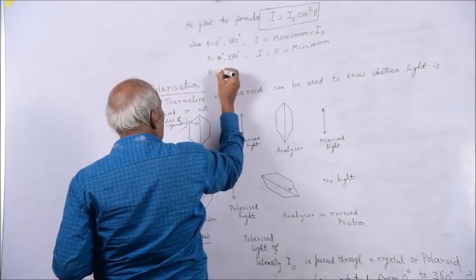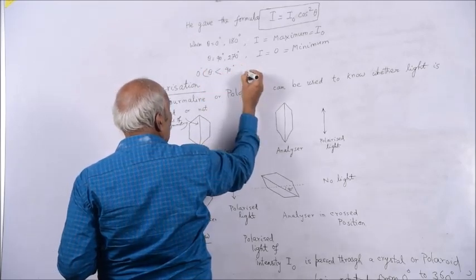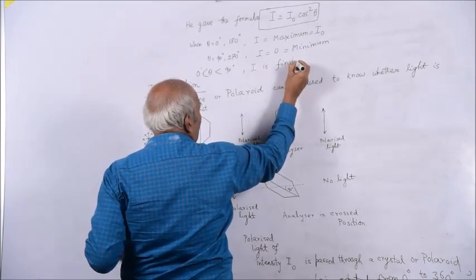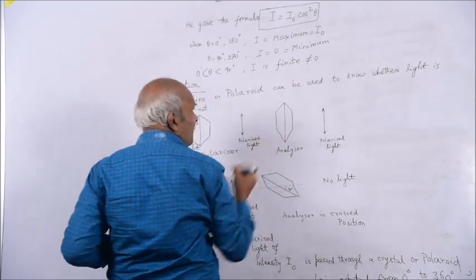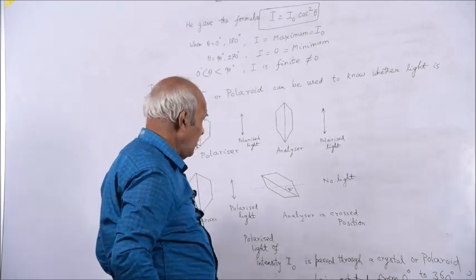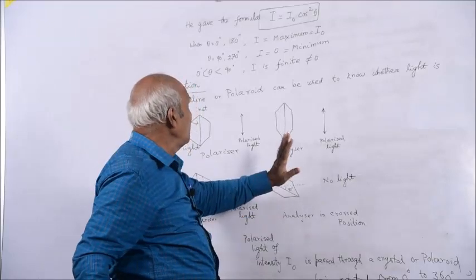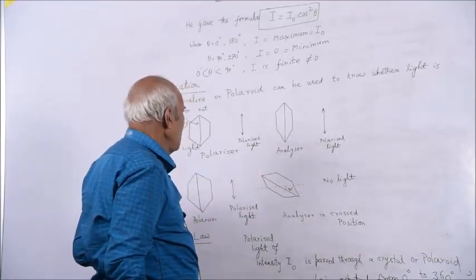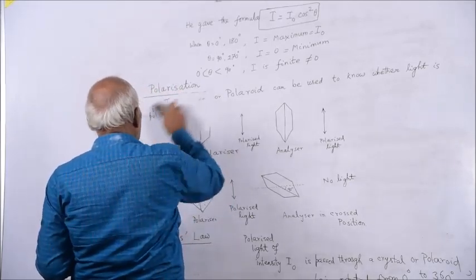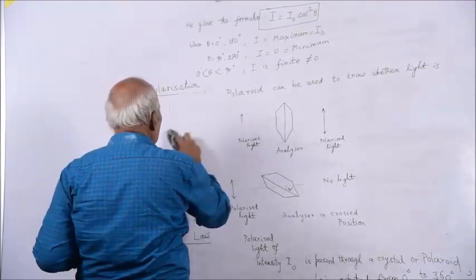Then for theta less than 90 degree, I is finite, not equal to 0. So, this is your Malus law. That means Malus law explains the observed fact that it is possible to have no light, it is possible to have some amount of light or maximum light. So, that explains the experimentally observed fact.